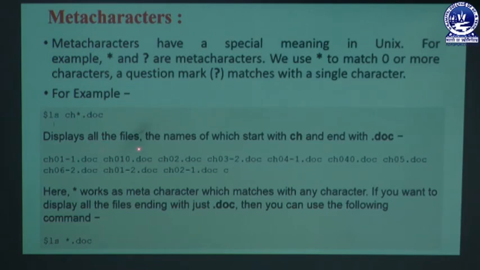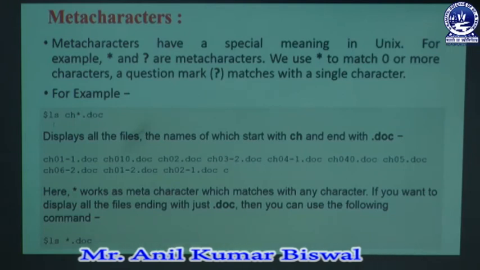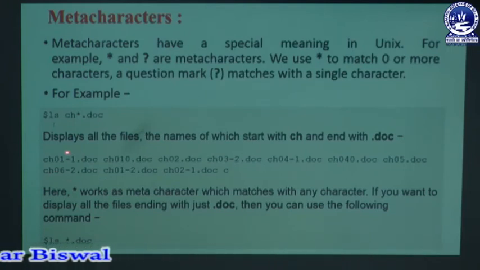Here it displays all the files whose names start with ch and end with .doc. That means we get information such as ch01-1.doc. All files starting with the two characters c and h must be displayed on our monitor, denoted as ch01, ch010, ch02, then ch03-2, then ch04-1, and so on. A number of related document files must be retrieved in our UNIX system.